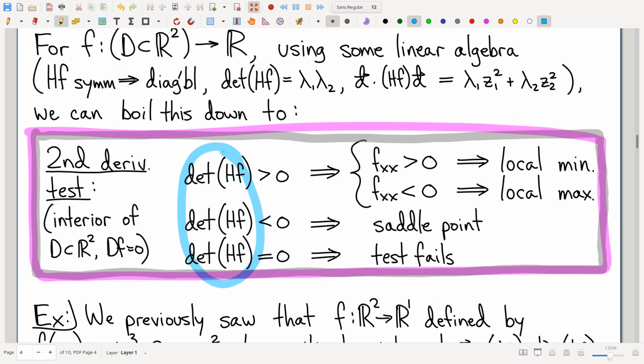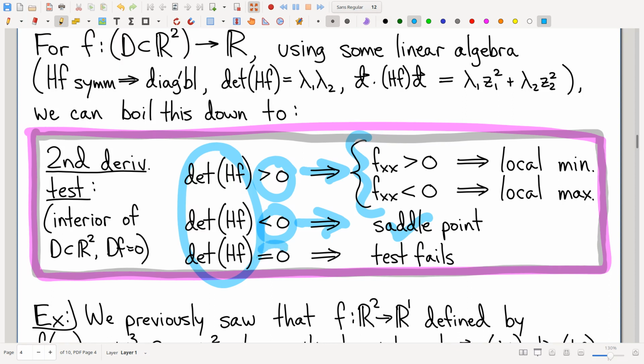Kind of weird. If it is positive, then you have to ask other questions. If it's negative, you have a saddle point. There's a nice, crisp, convenient ending to that little story. Negative Hessian determinant always means saddle point of some description. Monkey saddle, human saddle, whatever. There's definitely a saddle of some sort.